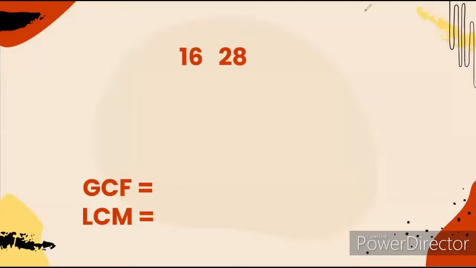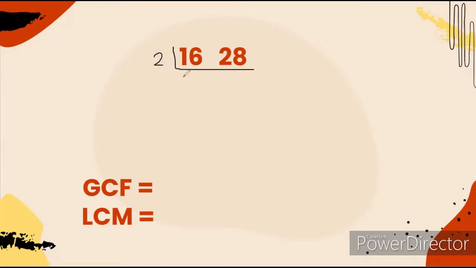Let us try to find the GCF and LCM of these two numbers using the continuous division method, or what we know as the ladder method. The first thing that we should do is to think of a prime number that is divisible by both these numbers. Using the divisibility rules, since these numbers are even numbers, we can use 2. 2 is a prime number, okay? And then divide both these numbers by 2.